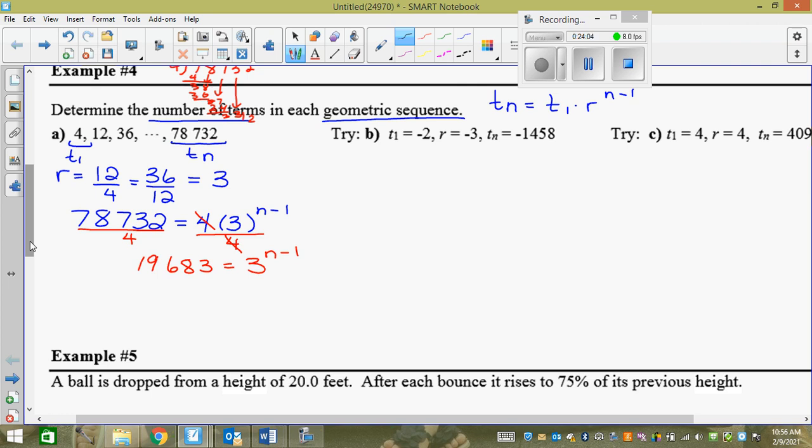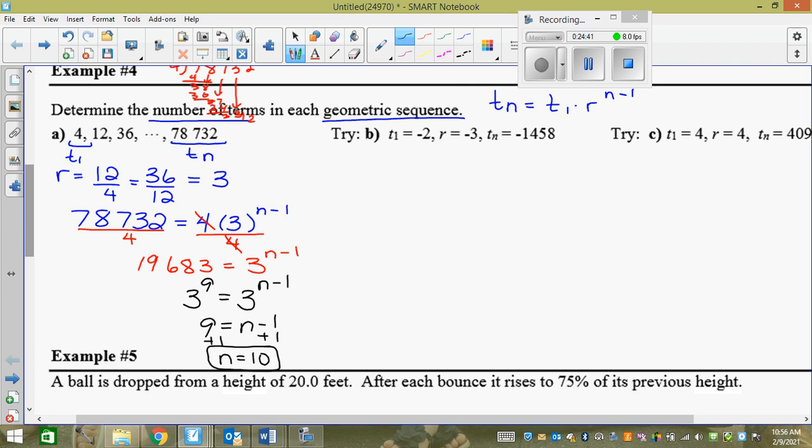Okay, good one. 3 to the power of what is 19,683? And go. I would not do 4, it's going to be a bigger number. Is it 9? He just totally guessed that, and he was so proud of himself. And then add 1. So n equals 10.